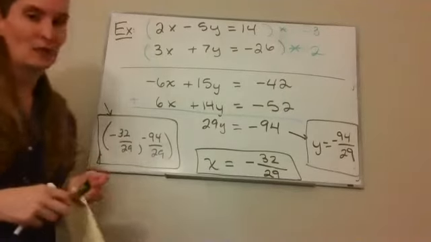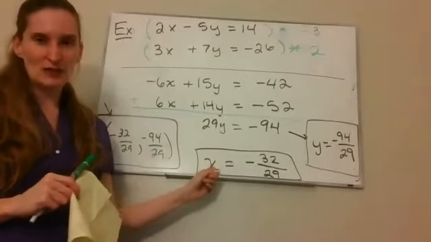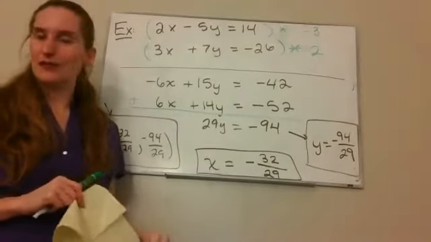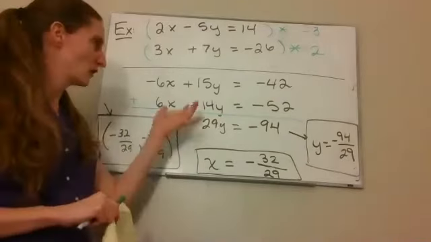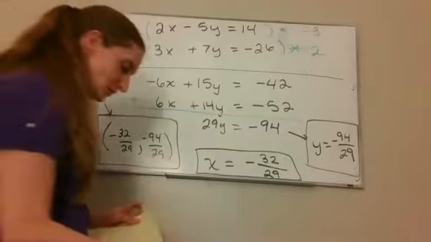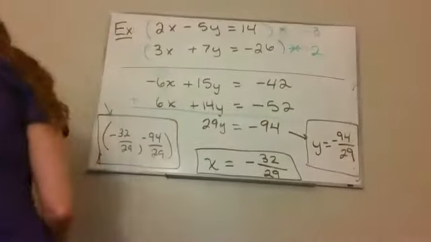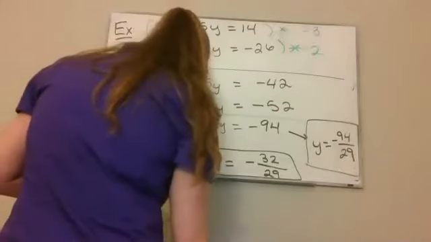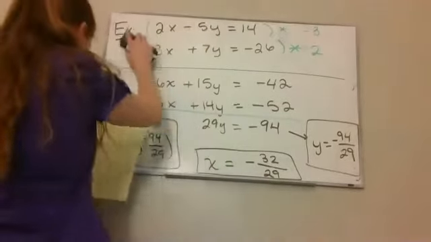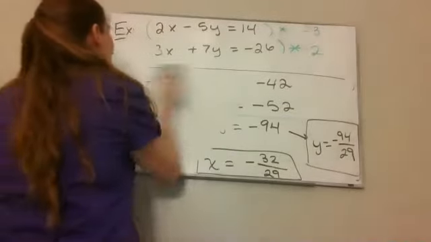So this example here was to show you that if you get something really gross, you don't have to plug that back into an original to find the other value. You can just do elimination again to get the other variable instead. Let's do another couple examples, and then we'll move on to word problems using systems of equations.